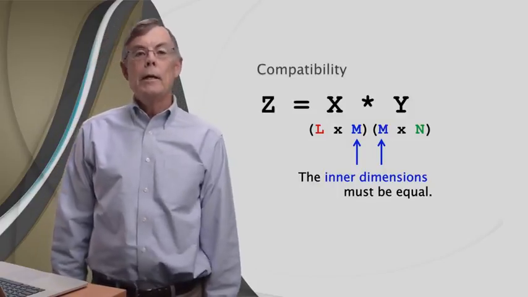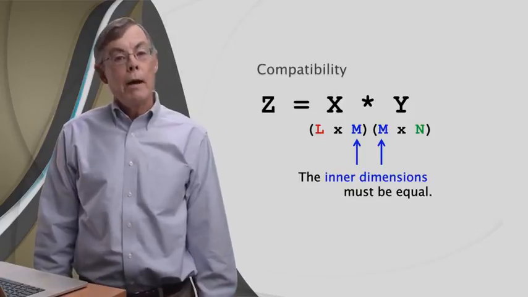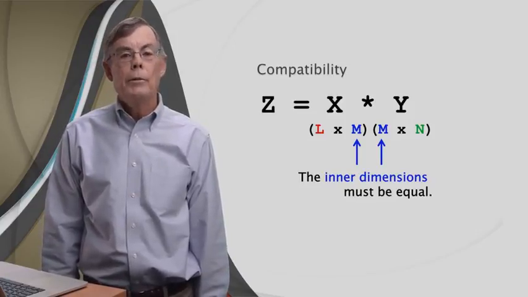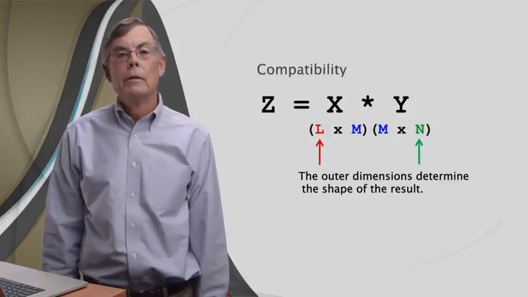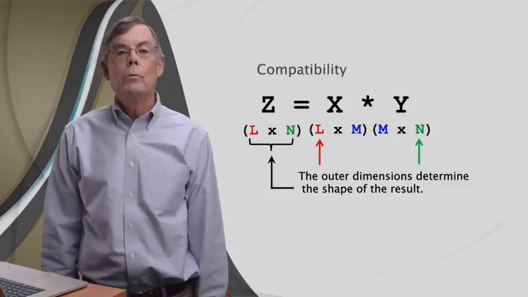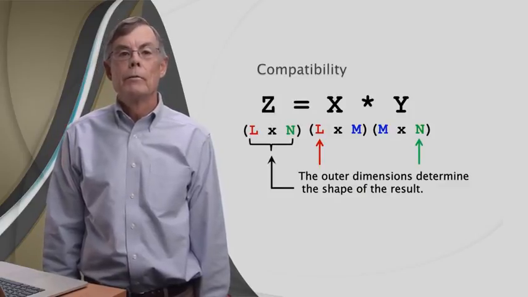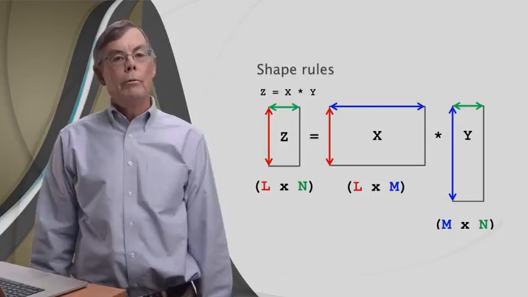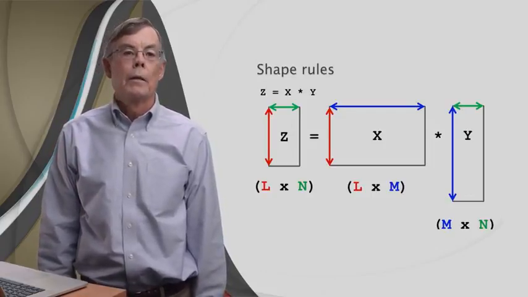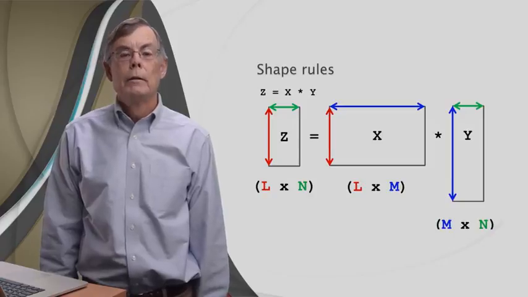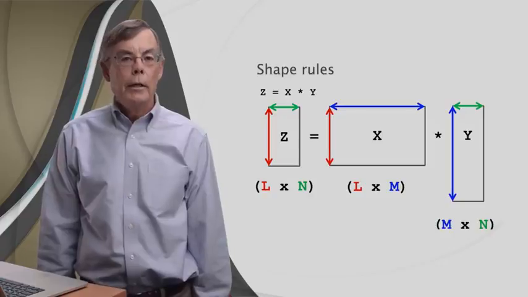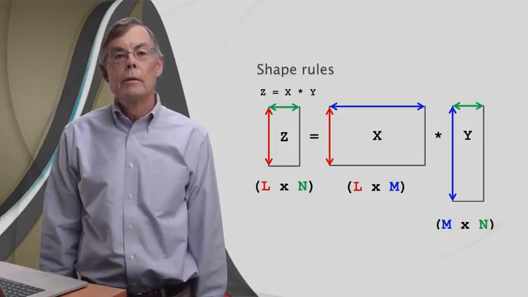So what about the L and the N? Well, they're called the outer dimensions, and there's no restriction on them whatever. But they do have an effect on the calculation. They determine the shape of the result. Z will be an L by N matrix. So to review, the width of x, blue, must equal the height of y. The height of z, red, equals the height of x. And the width of z, green, equals the width of y.